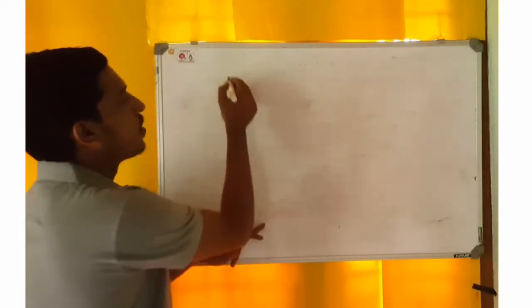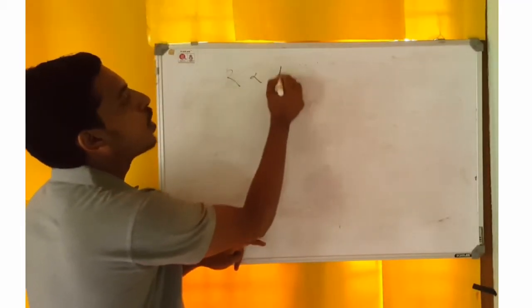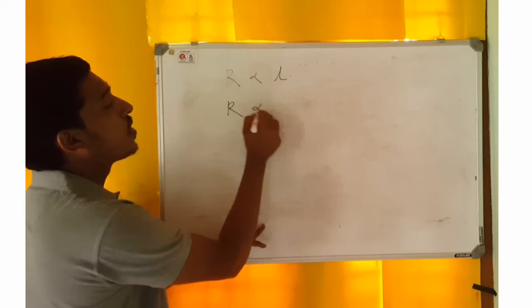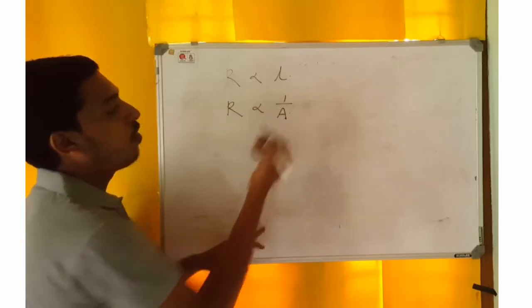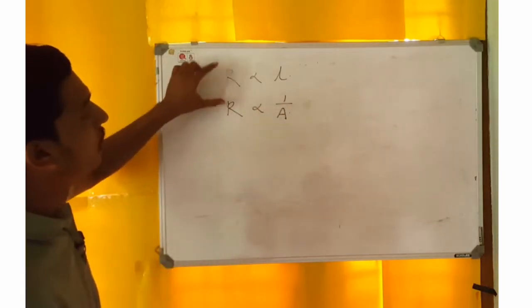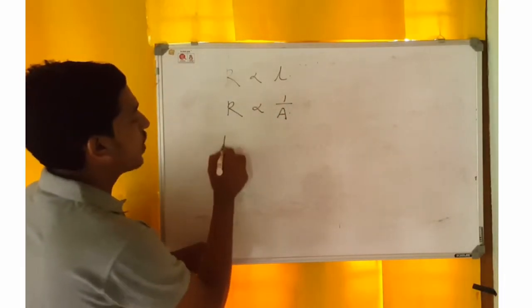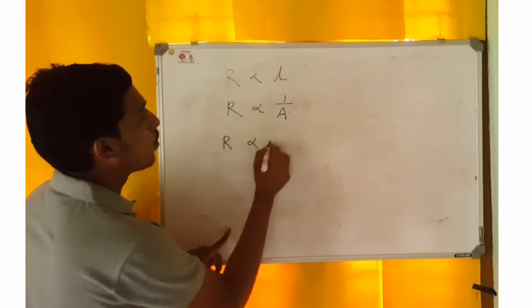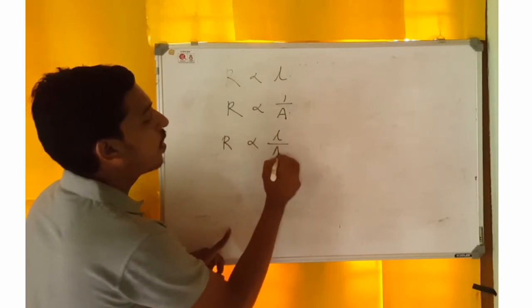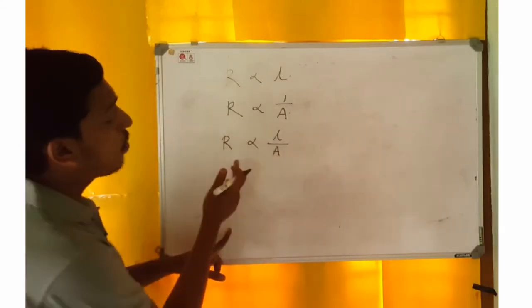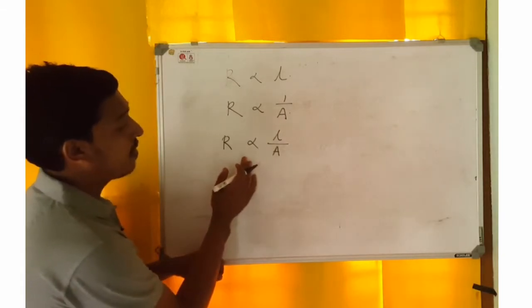Now we have the resistance is directly proportional to length and the resistance is inversely proportional to the area of cross section. If we combine these two relations, we have to rewrite this as resistance is proportional to length by area. So here I am rewriting this relation as an equation.